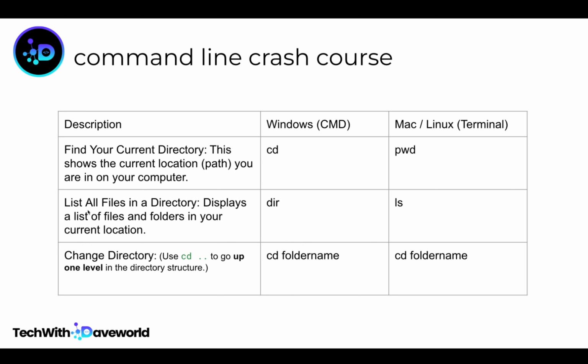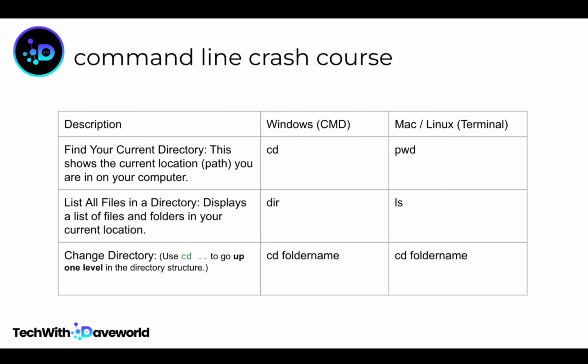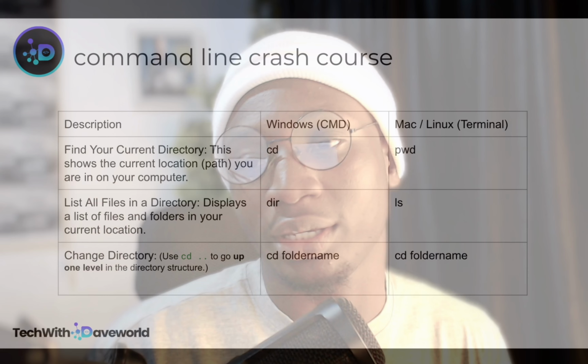We also have the command to list all files in a directory, which displays a list of files and folders in your current location. So for example, if you want to see all the files or folders that are currently inside the location you are in, this is the command that you use. And we're also going to look at how to change directory by using the command cd folder name. Don't worry if you don't understand what all of these are, we are going to look at them together.